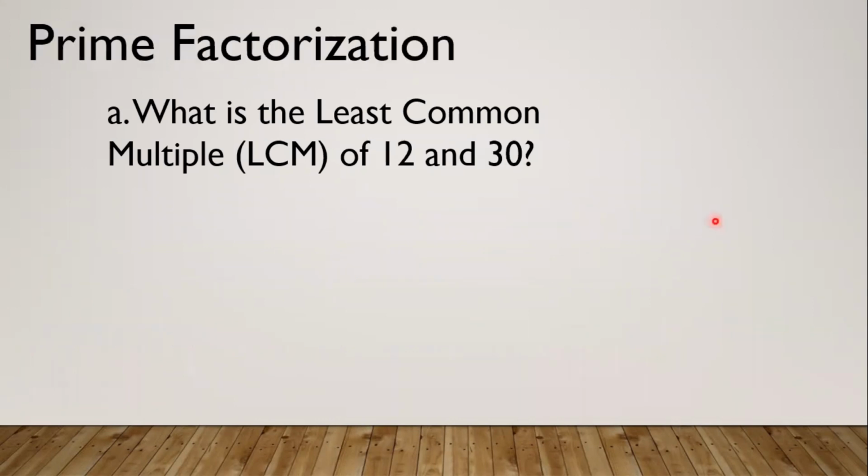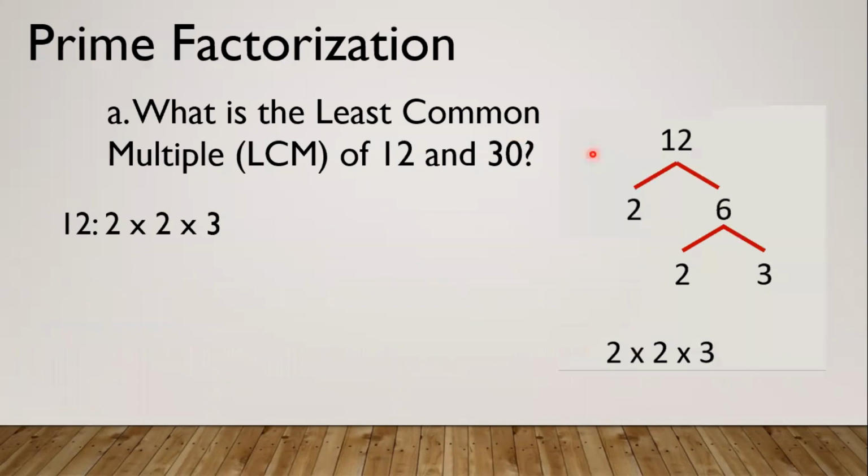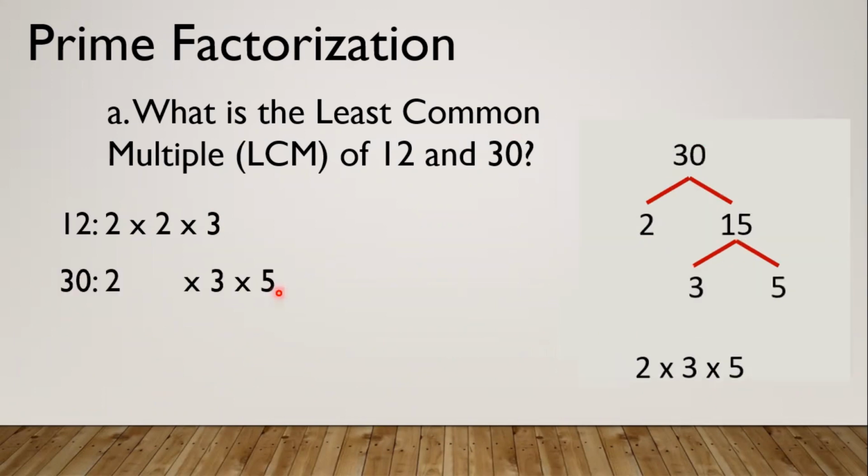Okay, so let's move on to prime factorization. So first is listing method, finished already. Next, prime factorization using the factor tree method. For example, what is the least common multiple of 12 and 30? So first, we will write the factors of 12. So prime numbers only. So we have 2 times 2 times 3 equals 12. Very good.